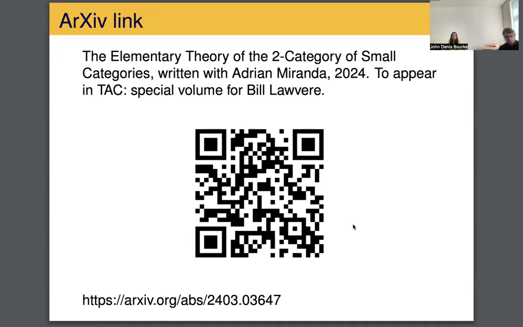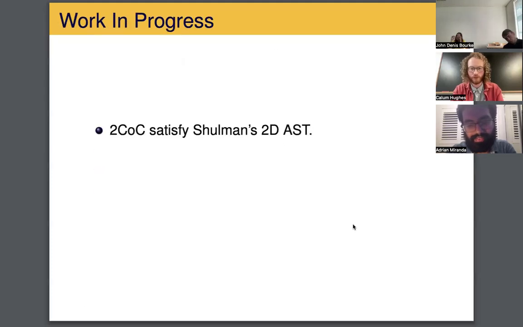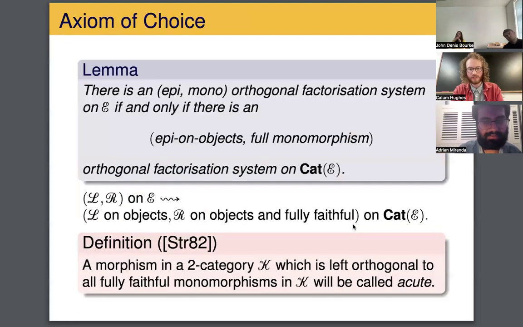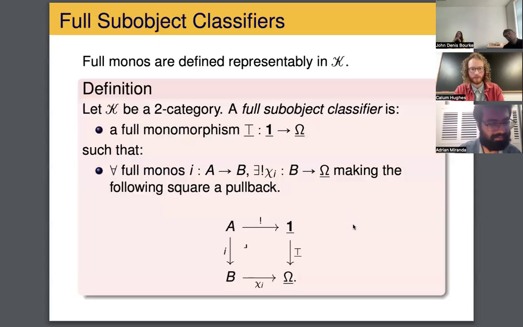So in this full sub-object classifier, there was the condition that it was only one dimensional. There was nothing about... Does it automatically satisfy some sort of two-dimensional universal property? Let's go back. That's a good question. I don't know.